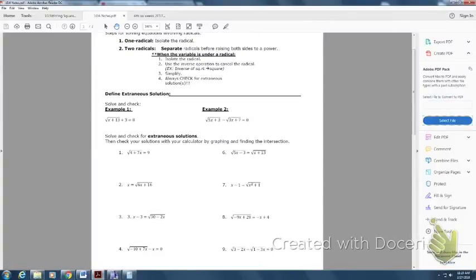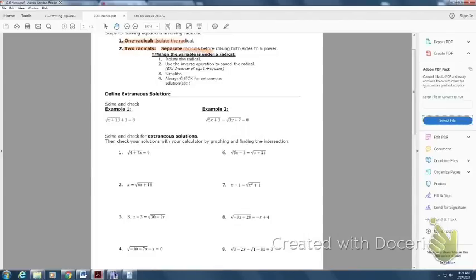Alright, so again, to put the two different kinds of problems into subcategories, you're going to have the one radical, which is like the first and the third problem examples that I just worked out up there. And then you're going to have the two radicals, where you'll need to separate them if they're not already separate. And by separate, I mean one on one side of the equal sign, one on the other. And then pretty much the radicals go away.